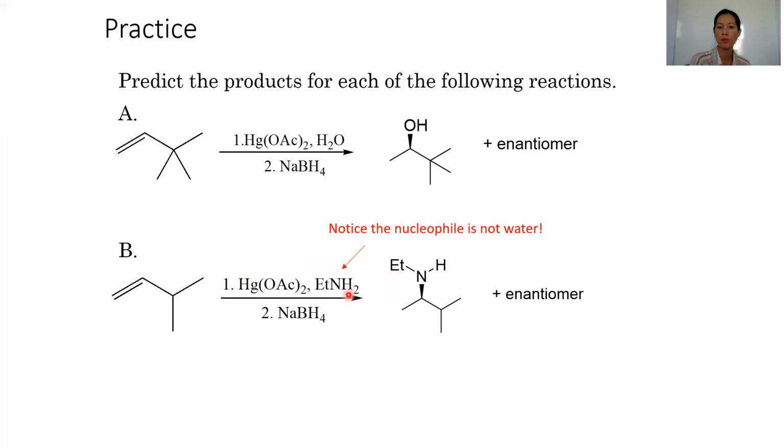That means you perform this reaction. And the reason why it's labeled 1 and 2 is that you have to complete this reaction and work it up, meaning you stop the reaction, you work it up, get your product. Maybe you purify it, maybe you don't. But then a second step, you do need to add the borohydride to remove the mercury.